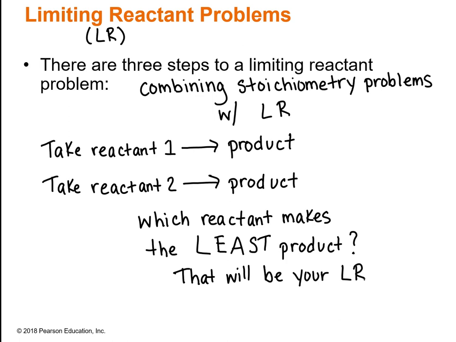So it's a couple of extra steps. It's kind of like solving two problems just to answer one question. But if you understand how to do the stoichiometry problem, you're just going to essentially do two of those and then figure out which one makes the least amount of product to figure out which one of your reactants is limiting. I'll go on and show you a problem. We're not going to do mass to mass or anything like that. We're just going to do the idea with moles, and then you'll be able to see what I mean.